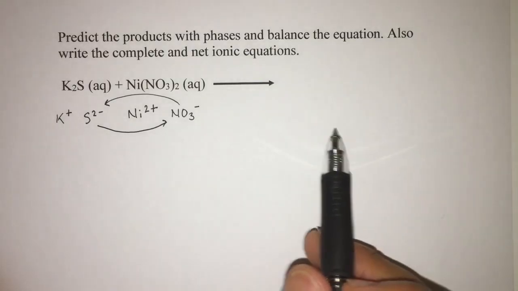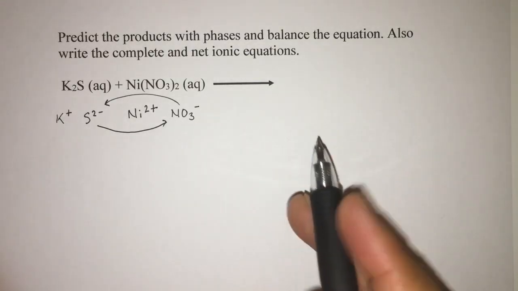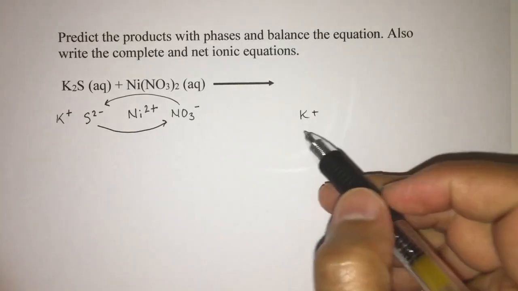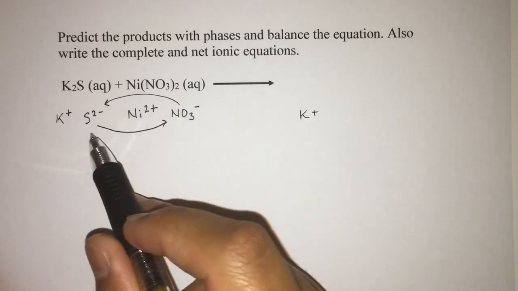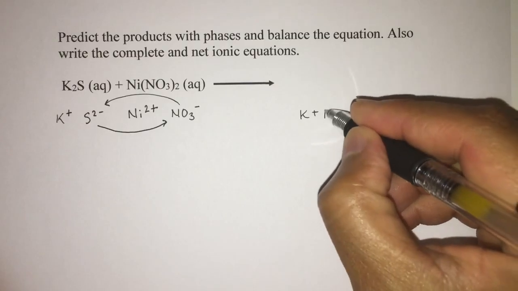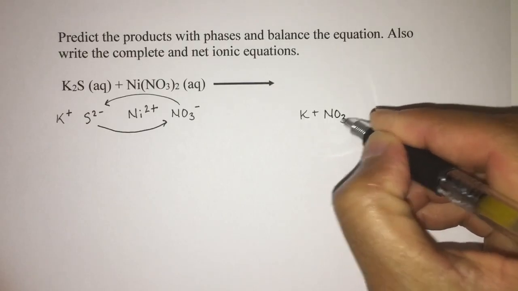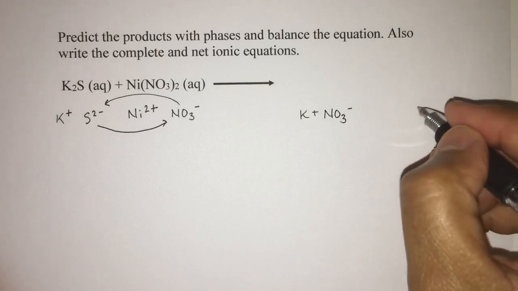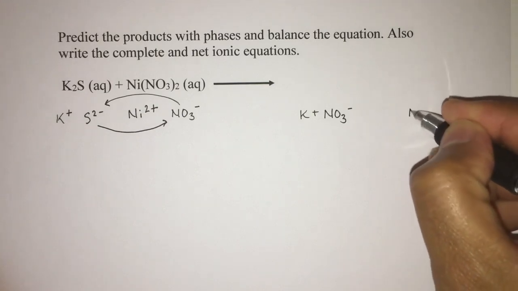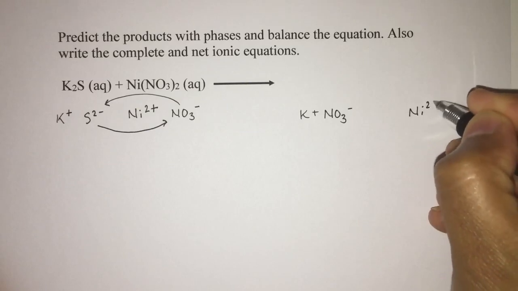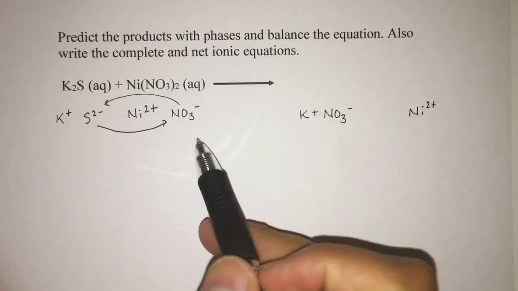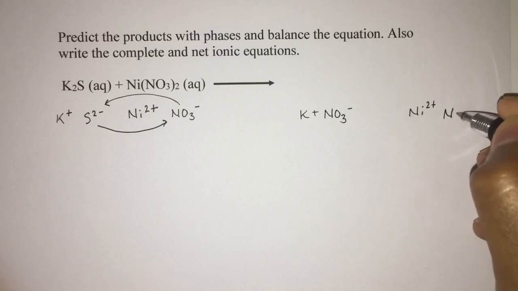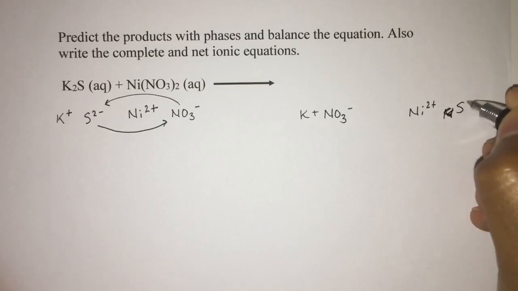So on the product side of the yield sign, we want to write those species. So we'll write a product with potassium, but instead of the sulfide, we'll write the nitrate ion, and then the second product we'll write the nickel, but instead of the nitrate we'll write the sulfide.